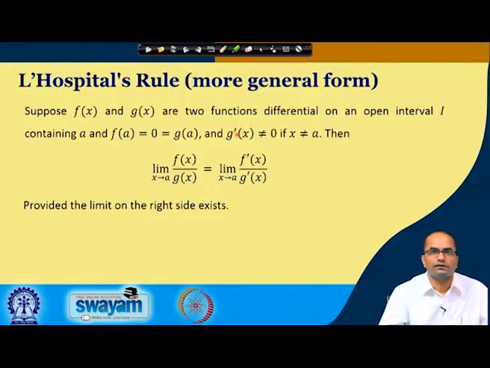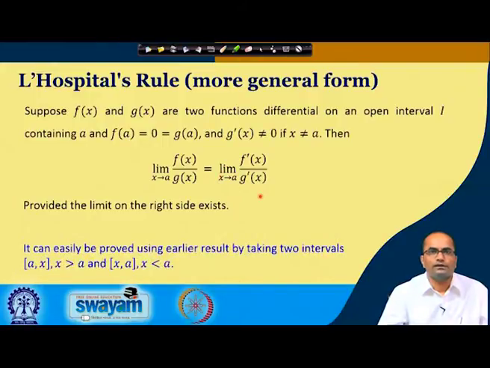We do not need such restrictions on g prime, but other than this, at x equal to a, g does not vanish. So, in this case also one can easily prove that there is no left or right concept here. So, the limit as x goes to a of f(x) over g(x) is equal to the limit as x goes to a of f prime over g prime of x, provided the limit on the right hand side exists.